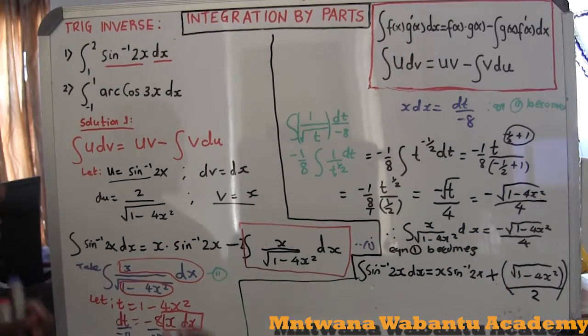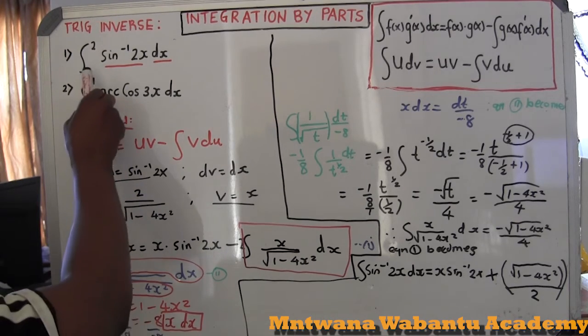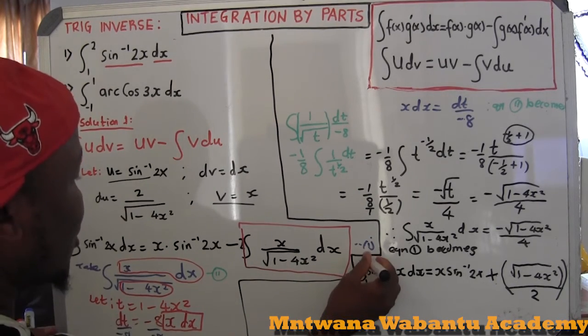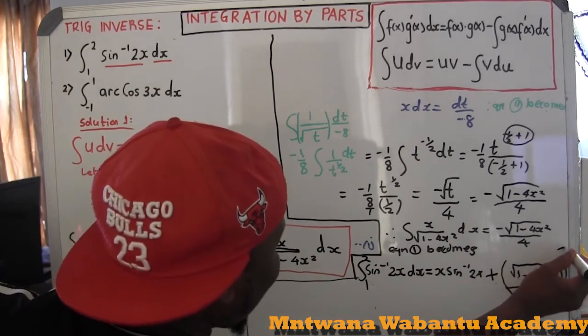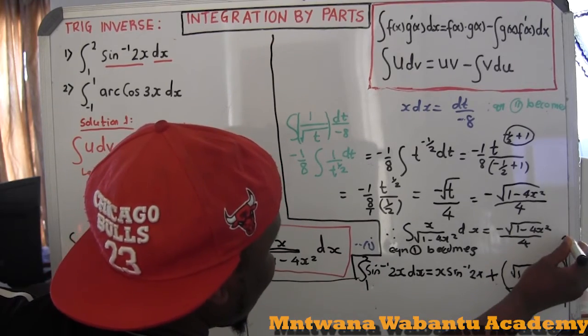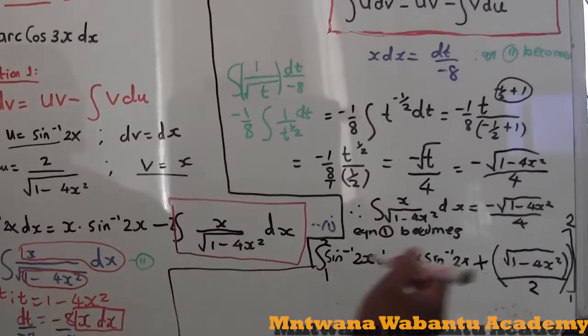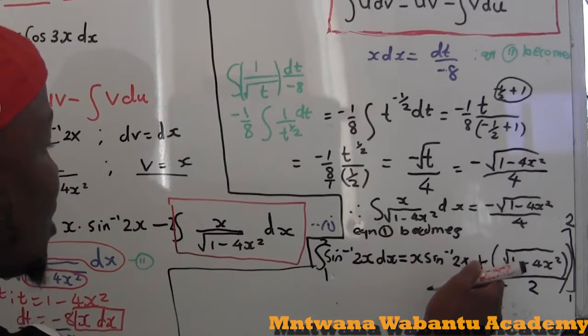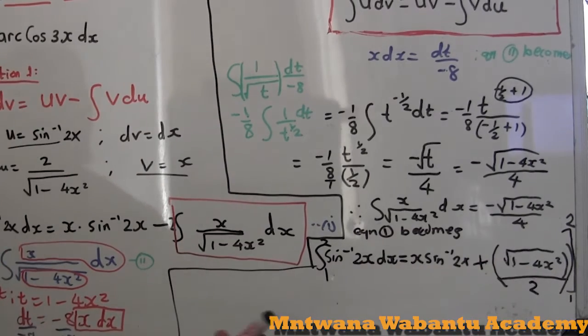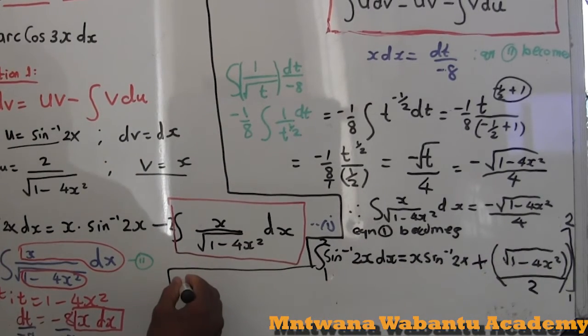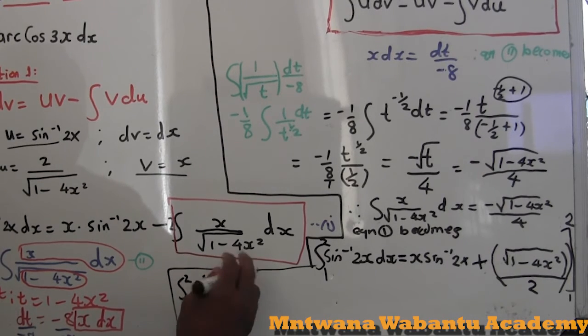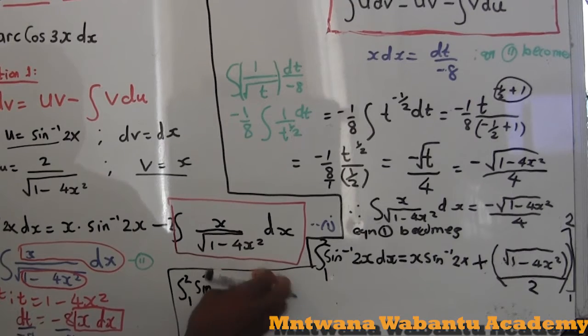Another thing also, we have our limit. Our limit starts from 1 to 2. Means everything here is going to go from 1 to 2. So I'm going to take this value, substitute it into the whole equation with the value of 2, and then substitute the value of 1. So everything here, our integral from 1 to 2, sine inverse of 2x.